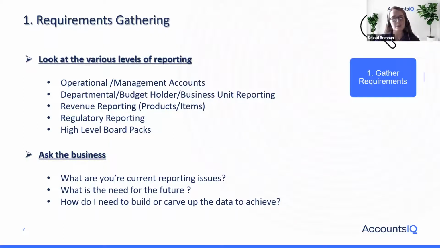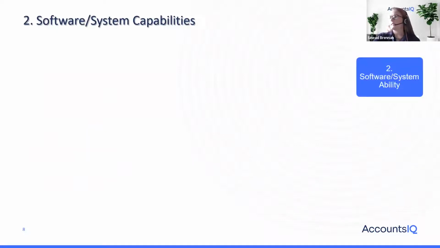What dimensions do I require? Do I need to set up an item or product listing that'll give me my reporting on product sales? Or, you know, I know tech companies, the key line there is your recurring revenue line, different kinds of products or services you offer. So it's how am I going to build that into my coding structure in order to be able to get it out and not have to manually prepare it. Software and system capabilities.